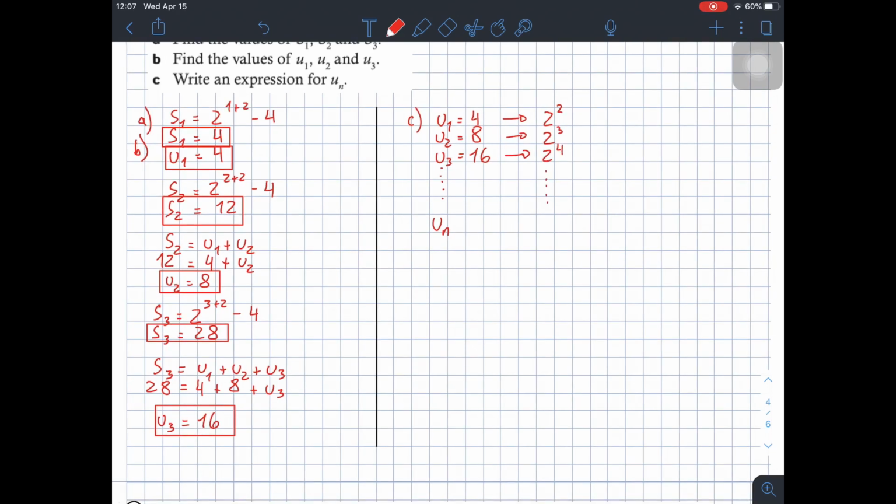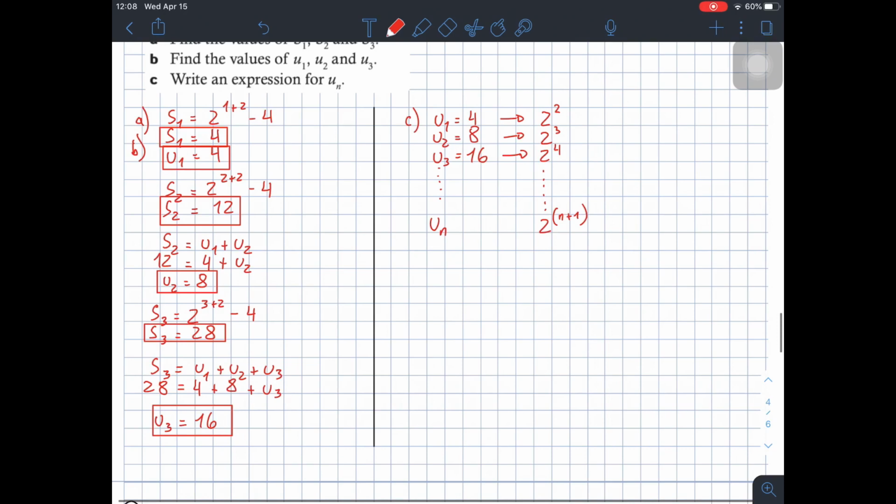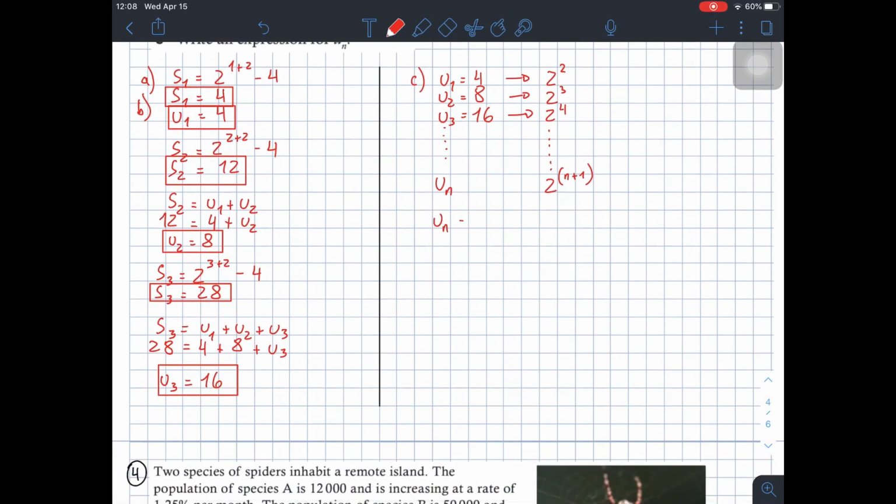So maybe un should be, let's see, this is 1 degree more than the position. So this should be 2 to the power of n plus 1. This should be the answer for un. So un, the general expression would be 2 to the power of n plus 1. And you can try this if you want. If you calculate, for example, u3 using this formula, this should be 2 to the power of 3 plus 1, which is 2 to the power of 4. And 2 to the power of 4 is actually 16. So yes, this is correct.